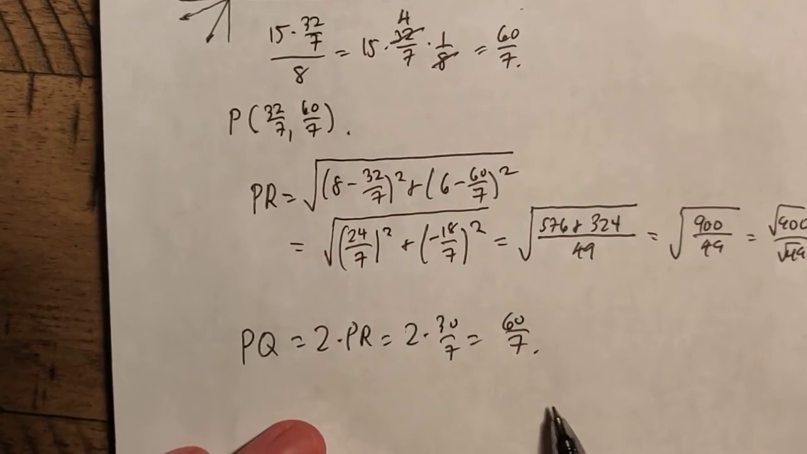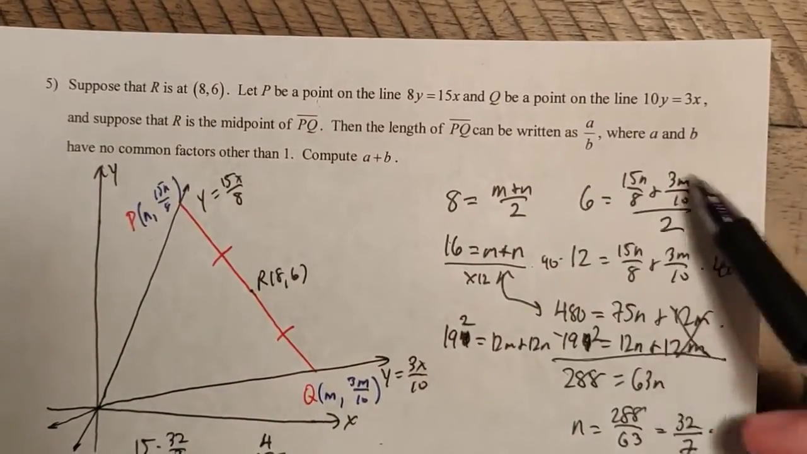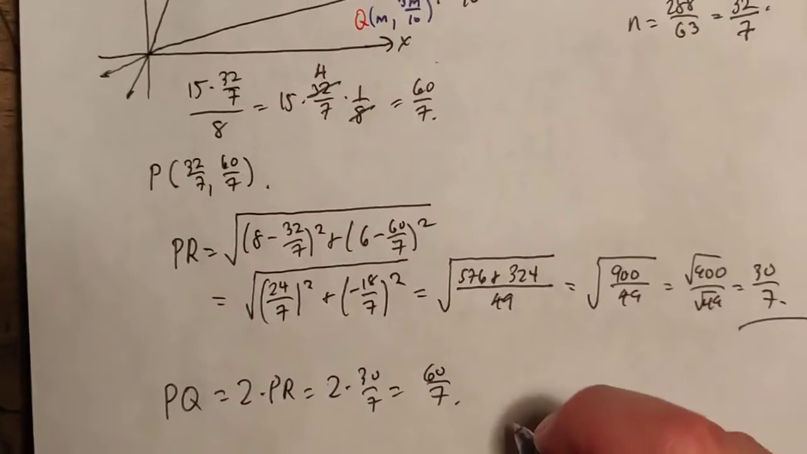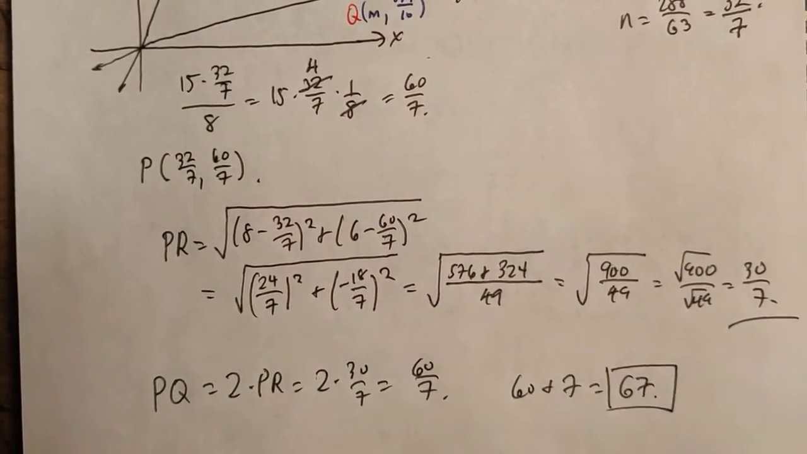And note that 60 over 7 has no common factors other than 1 here. The problem asks that the fraction have no common factors other than 1. So that means you just add 60 plus 7, and that yields us the answer of 67.